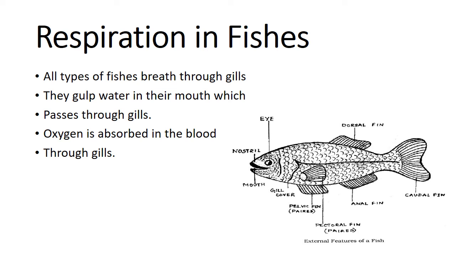So basically, the gills are used for the breathing process. Oxygen is absorbed in the blood through the gills. These are the gills, they are involved in the process of respiration, and from the gills the oxygen moves to different parts of the body through the bloodstream, through the blood, and the oxygen is breathed out through the mouth.